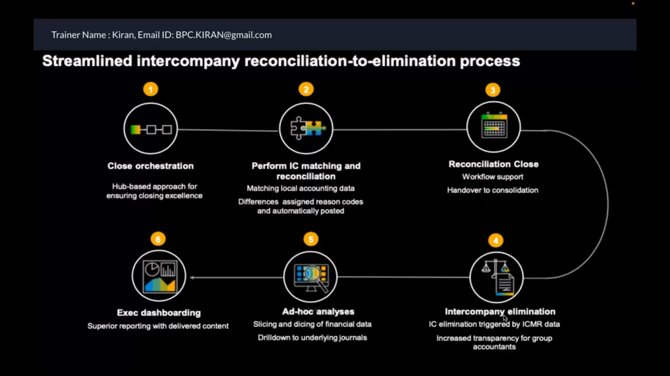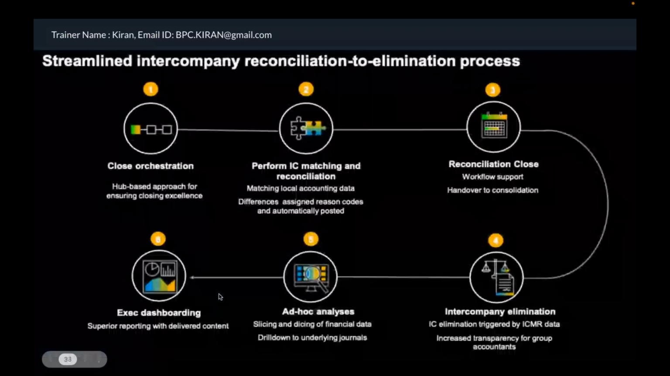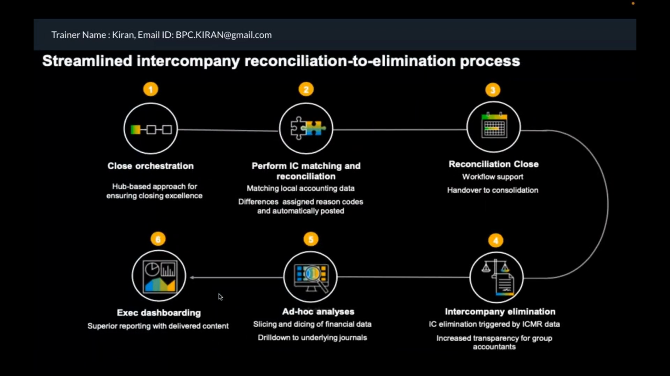So this IC elimination triggers ICMR data, because the ICMR data has all the reasons for the differences. Group accountants can easily understand the difference. After that, based on these eliminations and this ICMR data, I can do ad hoc analysis and dashboarding in SAC. I have not listed all the benefits. If you take consolidation of investments, it's a very awesome solution.